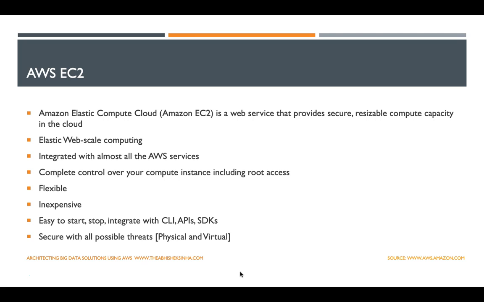These EC2 instances are integrated with almost all the AWS services, be it S3, be it auto scaling, be it any other services that we have spoken so far. So Elastic Compute Cloud is seamlessly integrated with all the AWS services. You have got complete control over your compute instance. Whichever type of EC2 instance you spin, you have full control over your machine. You've even got root access as well, so you can get full control over it.